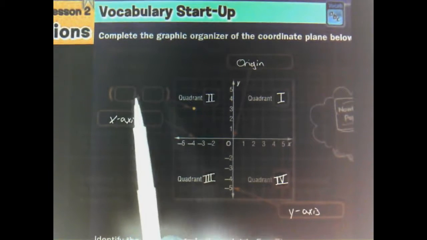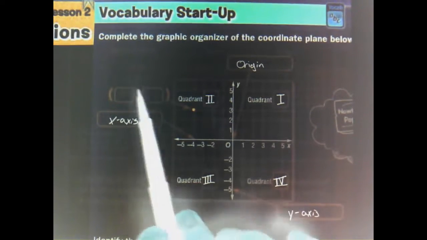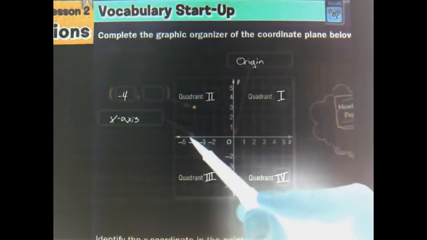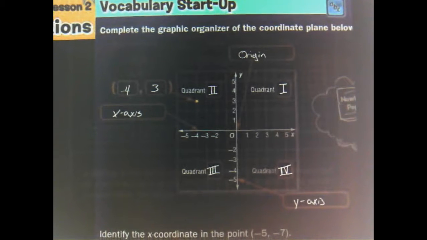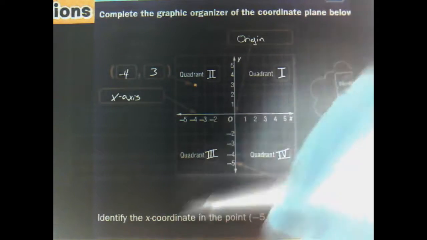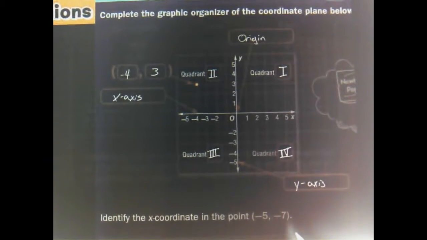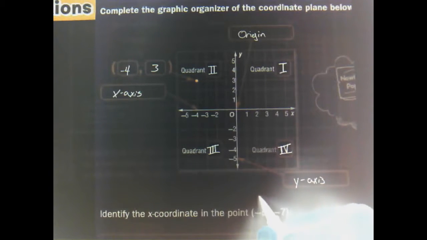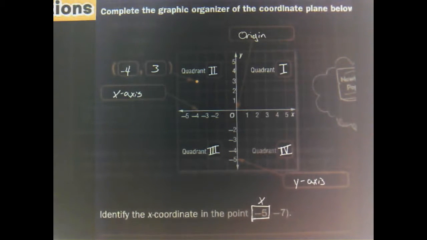Then it's asking us to identify this point here. So the way that we do that, remember, it's always x comma y in alphabetical order. So how far do we move on the x? That would be -4. And then how far do we move on the y? That would be a +3. So -4, 3. Down at the bottom it says identify the coordinate in the point -5, -7, or identify the x coordinate. So remember, it's just alphabetical order when we deal with ordered pairs, x comma y. So the x coordinate would be this -5 right there.